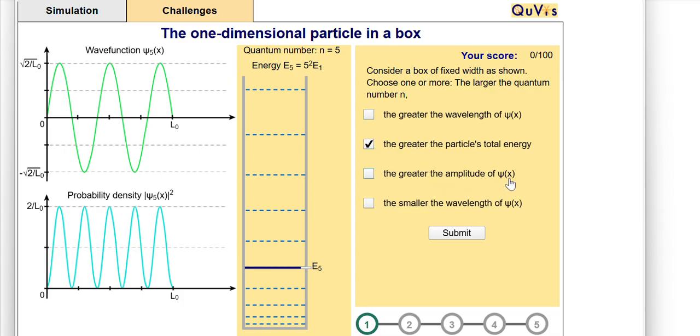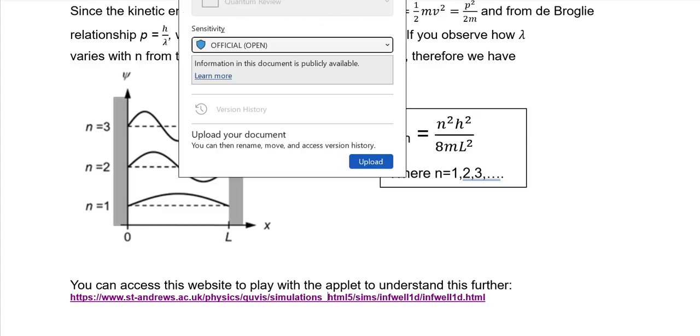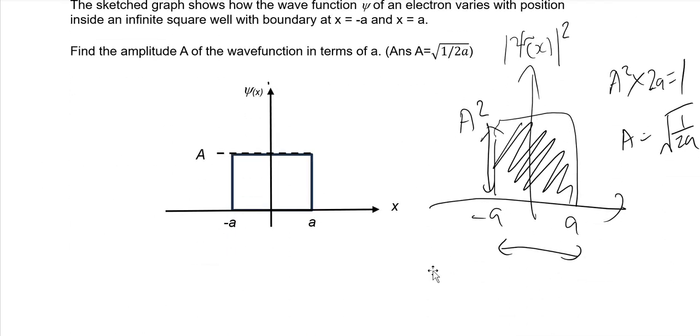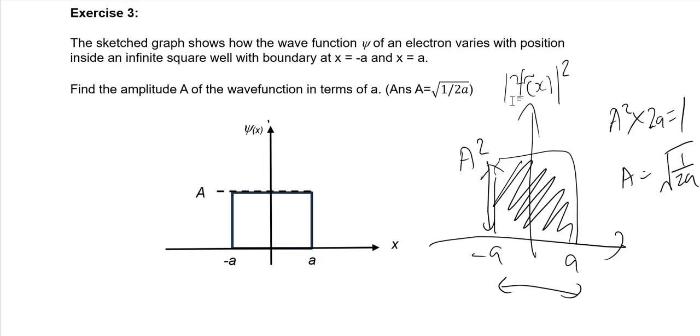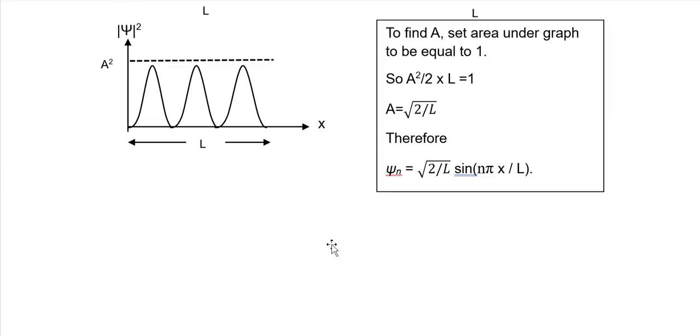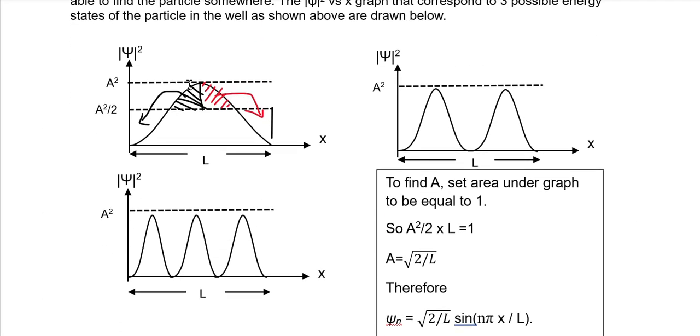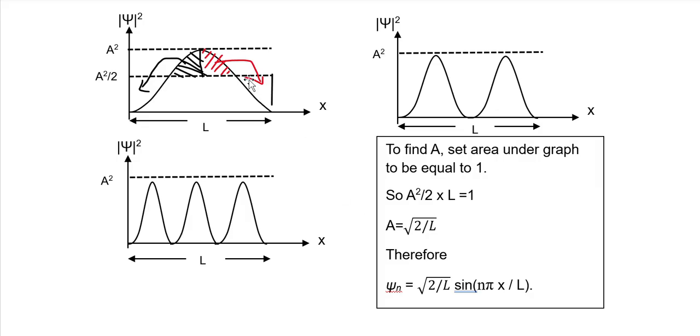Greater the amplitude of the wave function. So does the amplitude get bigger? Remember how to find amplitude, you must do normalization. We talked about normalization before, which is this part, the area under the graph. I must find that the area under the graph of the wave function modulus squared equals 1. That's how I find A. If you look at how I found it for this one, you realize that I found the amplitude of this wave function to be square root 2 over L.